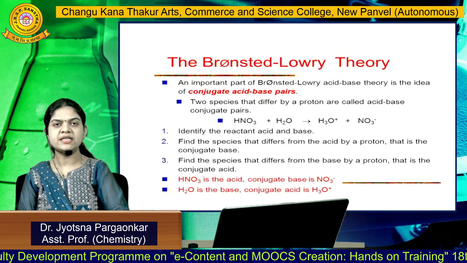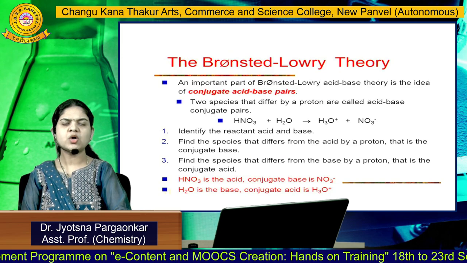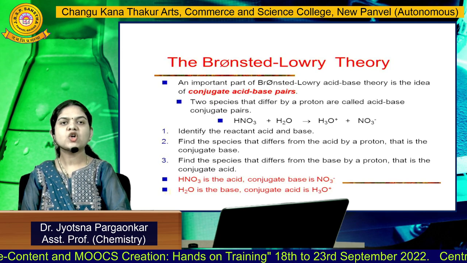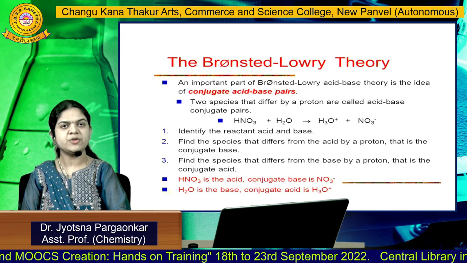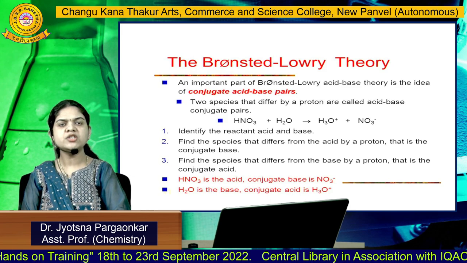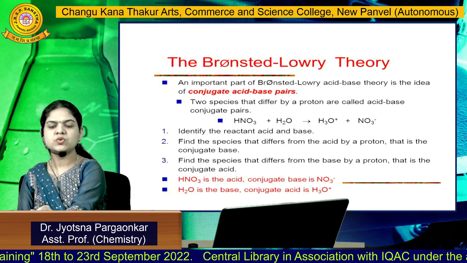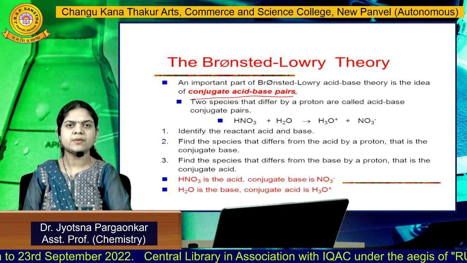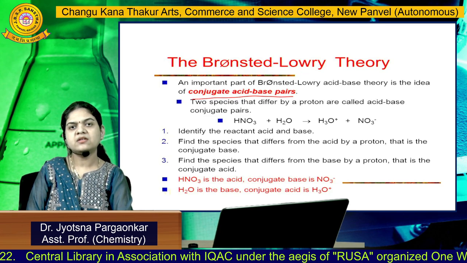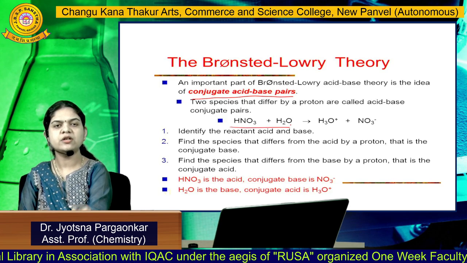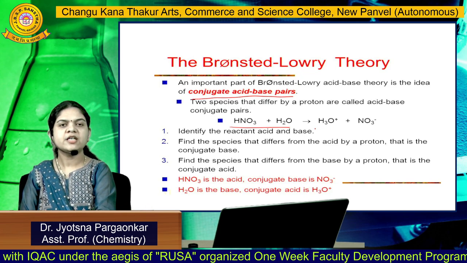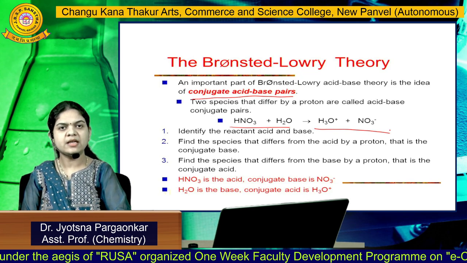Let's see the next theory, the Bronsted-Lowry theory. According to Bronsted and Lowry, an acid and a base are a proton donor and a proton acceptor. In this theory, one very important term is the conjugate acid-base pair. See, on the screen one reaction is shown. On the reactant side, I have shown HNO3 and a water molecule, and on the product side there are H3O+ and the nitrate ion.